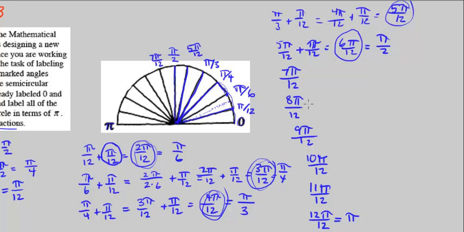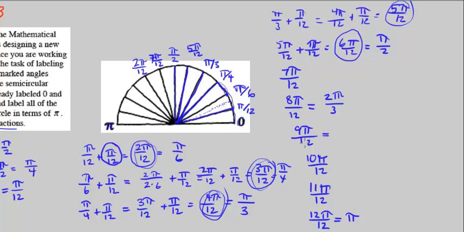Right, okay. 8 pi over 12, can we simplify that? Well, yes, we could divide the numerator by 4, so we get 2. If we divide the denominator by 4, we get 3. So this right here is going to be 2 pi over 3. Let me write that a little better. Again, this right here is 7 pi over 12.